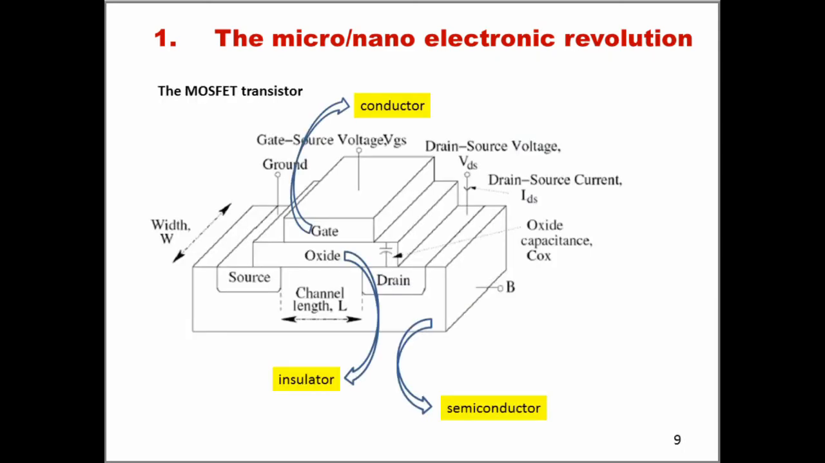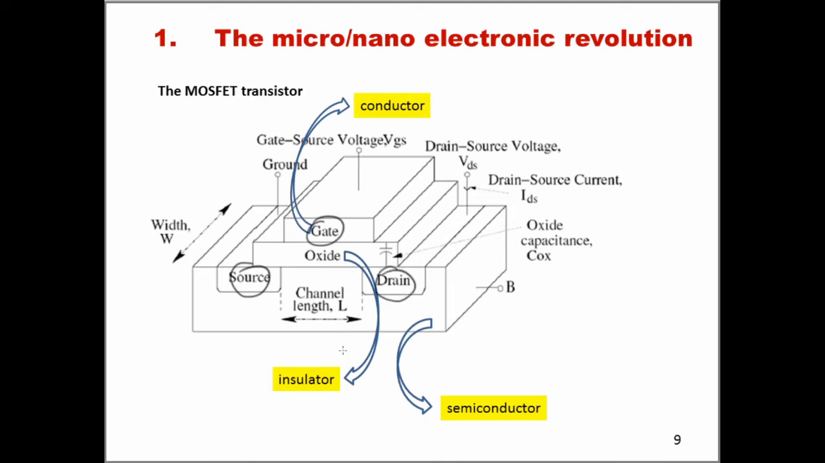Okay, so we've said that in this course one of the fundamental devices is actually the transistor. The fundamental device that is behind the microelectronic revolution is the MOSFET transistor. And a diagram of this device is represented here on this slide, and it is a three-terminal device. So we have three contacts, which are the source, the gate, and the drain.